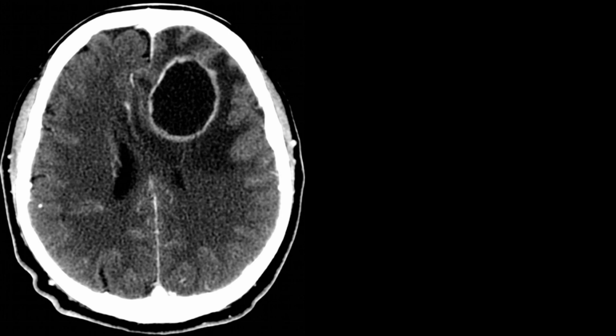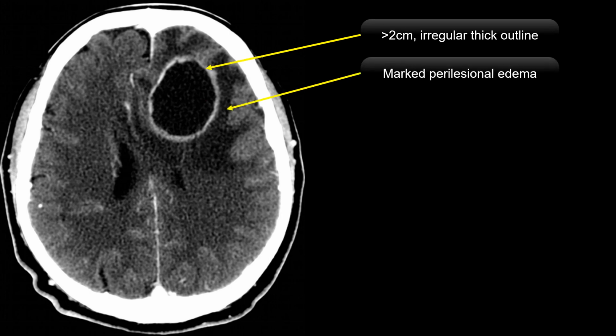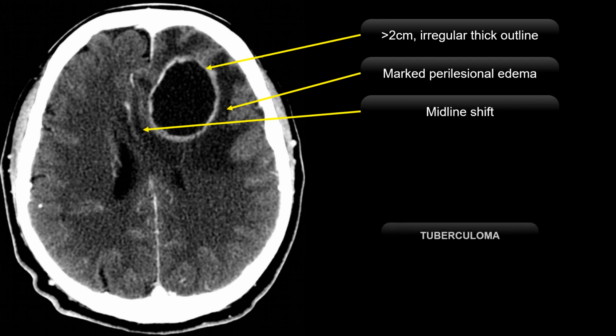So now coming to this imaging, can you tell whether it is a tuberculoma or a neurocysticercosis? First, the lesion is larger, the outline is thicker, the outline is irregular, there is surrounding perilesional edema, and there is midline shift also. So what can this be? There is irregular thick outline, more than 2 cm, marked perilesional edema, midline shift. So this is a tuberculoma most likely.